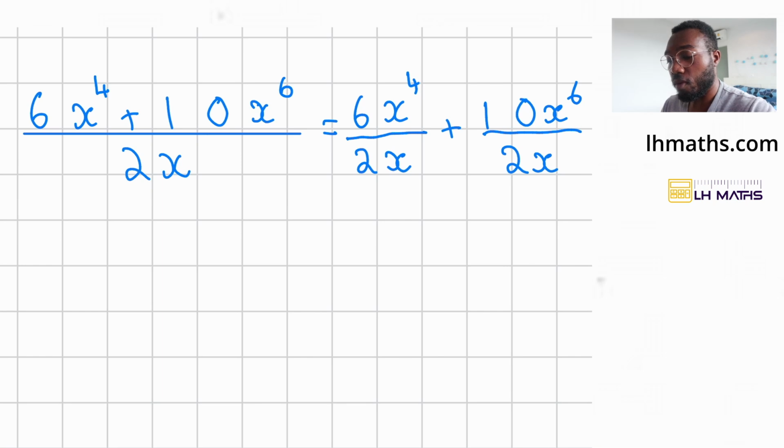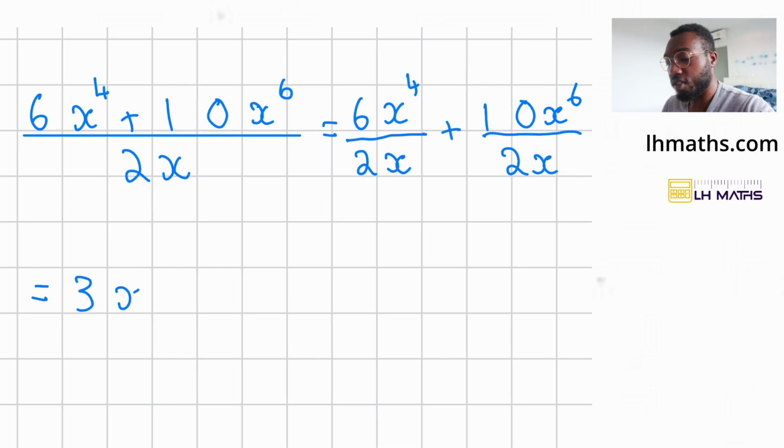And now we have it in a form where we can simplify it down, so that's what we're going to do. So for the first one, for 6x to the power of 4 divided by 2x, then 6 divided by 2 is 3. And x to the power of 4 divided by x, that's the same as saying x to the power of 4 divided by x to the power of 1. So that would be 3x to the power of 3. And for the second part, for the 10x to the power of 6 divided by 2x, then it's just 10 divided by 2, which is 5. And then x to the power of 6 divided by x would simply just give us 5x to the power of 5. So for this answer, it will be 3x to the power of 3 plus 5x to the power of 5.